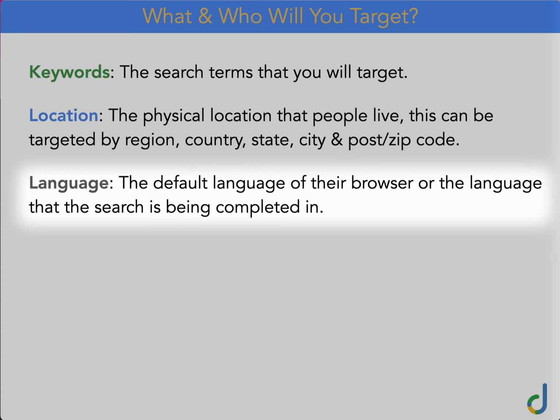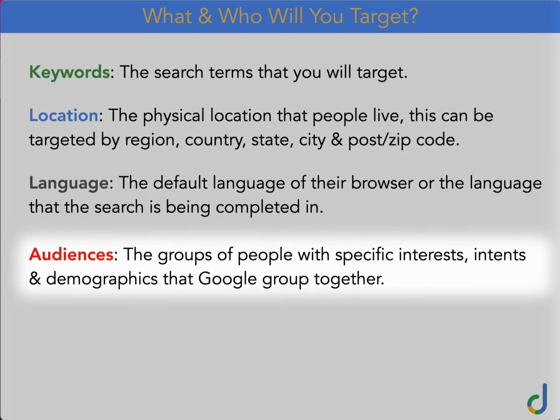So for an example there, let's just say you're borrowing a friend's computer and they may speak Spanish, but you completed the search in English. Google would show you English-based results. Audiences, and these are the groups of people with specific interests, intents, and demographics that Google has grouped together. Remember, if you went to the website My Ad Center, it would show you the groups that Google has you in. So the audiences are the groups of people that Google has assigned you to.